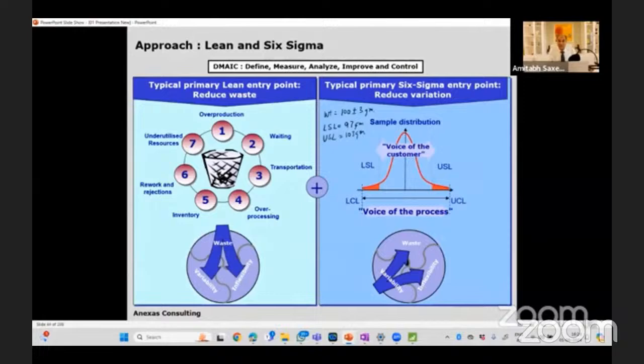Some of you are asking the question, what is Lean and what is Six Sigma, and what is the difference between the two? In fact, what you are learning is both Lean and Six Sigma in this training program. So this program is for yellow belt certification.